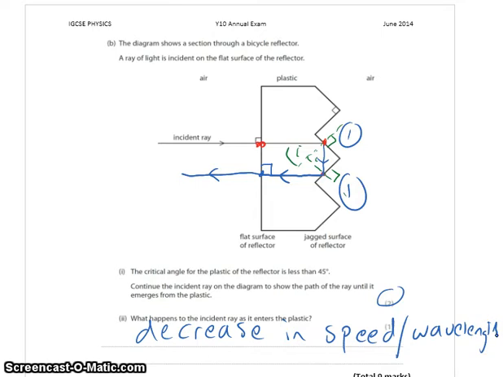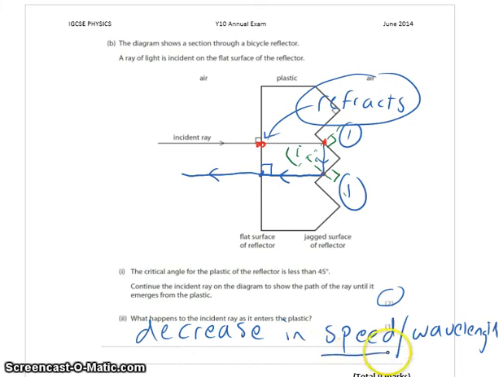On the mark scheme, it accepts a mark if you say that it refracts at this point here. Okay. Now I personally am not that keen on that. I don't think that it's refraction unless the direction changes as well as the speed. So rather than getting into that, stick with the fact that the speed decreases or the wavelength decreases.